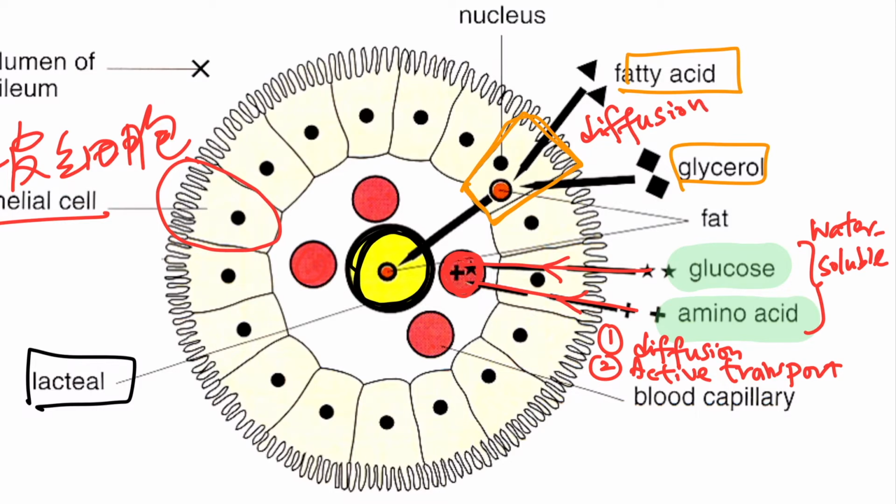Okay? And then afterwards, within the epithelial cell, the fatty acids and glycerol will recombine into fat molecule. So this red thing is actually the fat molecule. After recombination of fatty acids and glycerol into fat molecule, this fat molecule will then diffuse into the lacteal. Okay, and the lacteal will transport away this lipid.